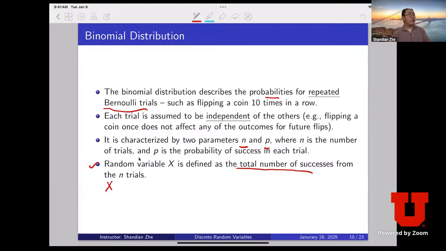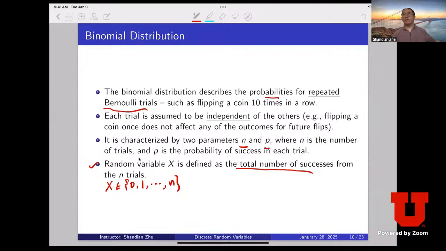Now I want to review: what's the range of the value of x? Yeah, 0 to 10. In general, if it's n trials, then it should be 0, 1, until n, because you only do n trials. That means you can succeed at most n times. You won't be able to succeed n plus 1 times.